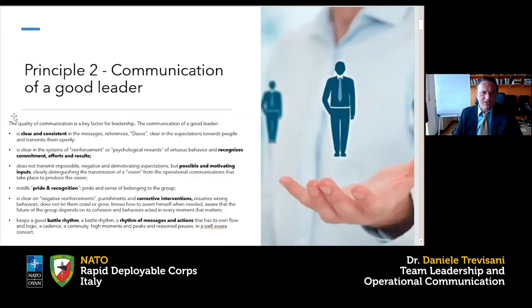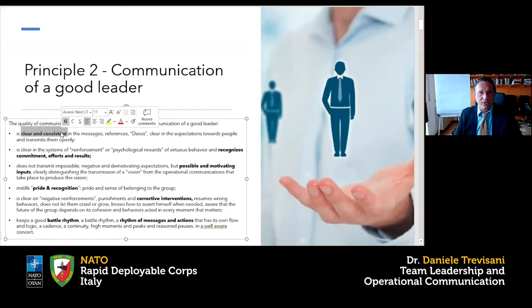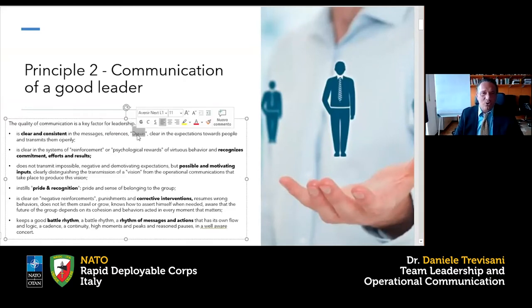Let's see just the second principle, communication of a good leader. First of all, communication and quality of communication is a key factor for leadership, absolutely. So a good leader is also a good communicator. The communication of a good leader is clear and consistent. In terms of Stratcom, strategic communication, there must be a clear and consistent flow of messages, with also the so-called deixis. Deixis is the who, when, how, why, and all the data that can help us to move forward.